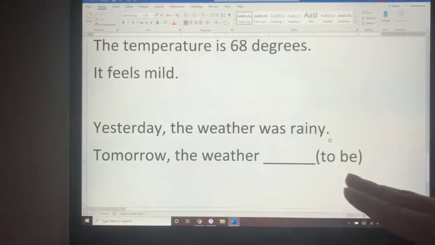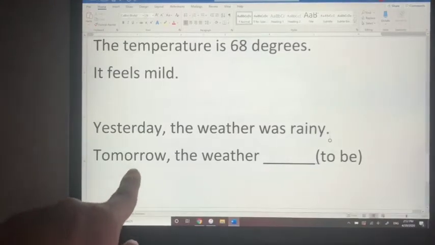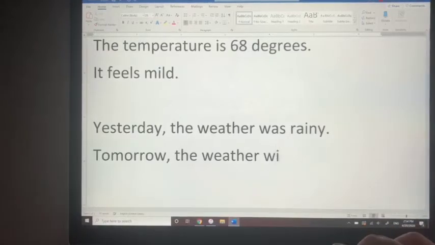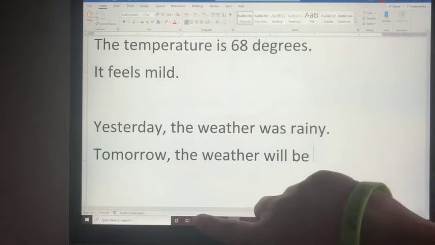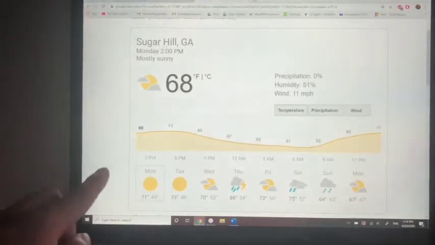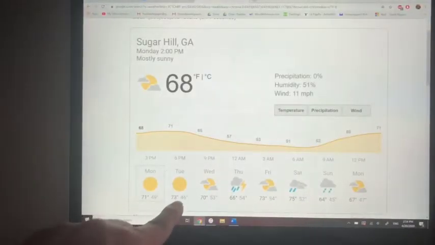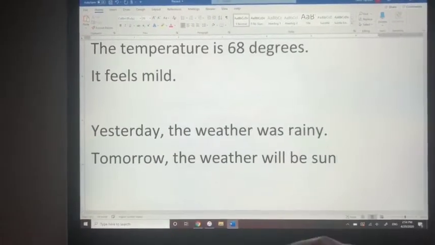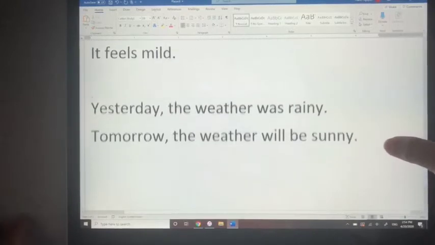Tomorrow the weather, since we're talking about tomorrow, tomorrow is in the future. So we say tomorrow the weather will be. Let's look at the weather for tomorrow. Tomorrow is Tuesday. The weather will be sunny. So tomorrow the weather will be sunny.